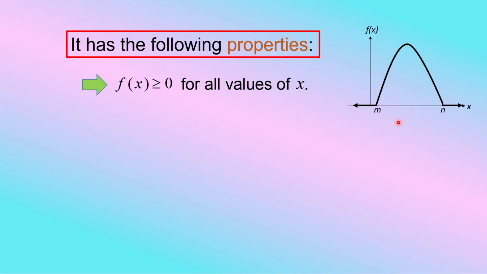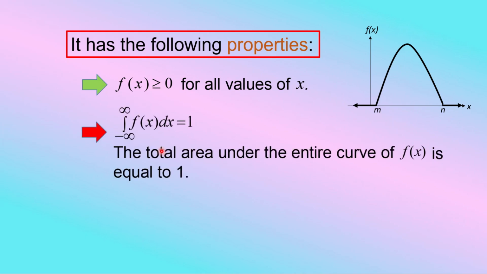Let this graph be the probability density function. The density curve must lie on or above the x-axis. So f(x) cannot be under the x-axis.